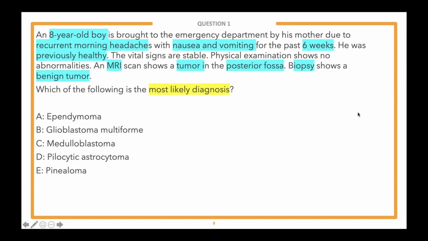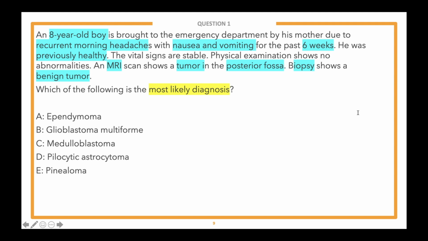Answer choice E, pinealoma. D, pilocytic astrocytoma. C, medulloblastoma. B, glioblastoma multiforme. And A, ependymoma.